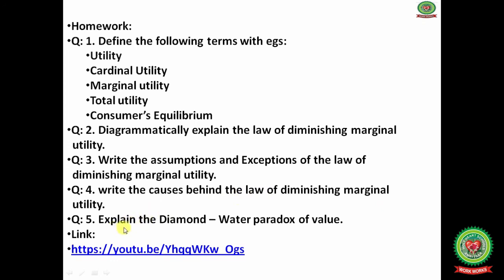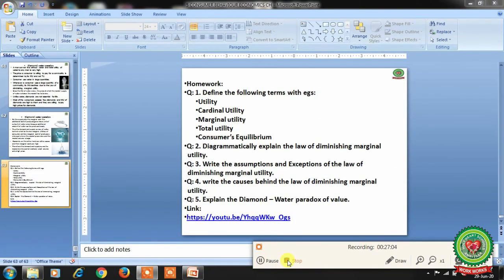Now it's time to note down the homework. Our first question is, define the following terms with example: utility, cardinal utility, marginal utility, total utility and consumer's equilibrium. Our second question is, diagrammatically explain the law of diminishing marginal utility. Third question is, write the assumptions and exceptions of the law of diminishing marginal utility. And fourth question is, write the causes behind the law of diminishing marginal utility. And fifth question is, explain the diamond water paradox of value.